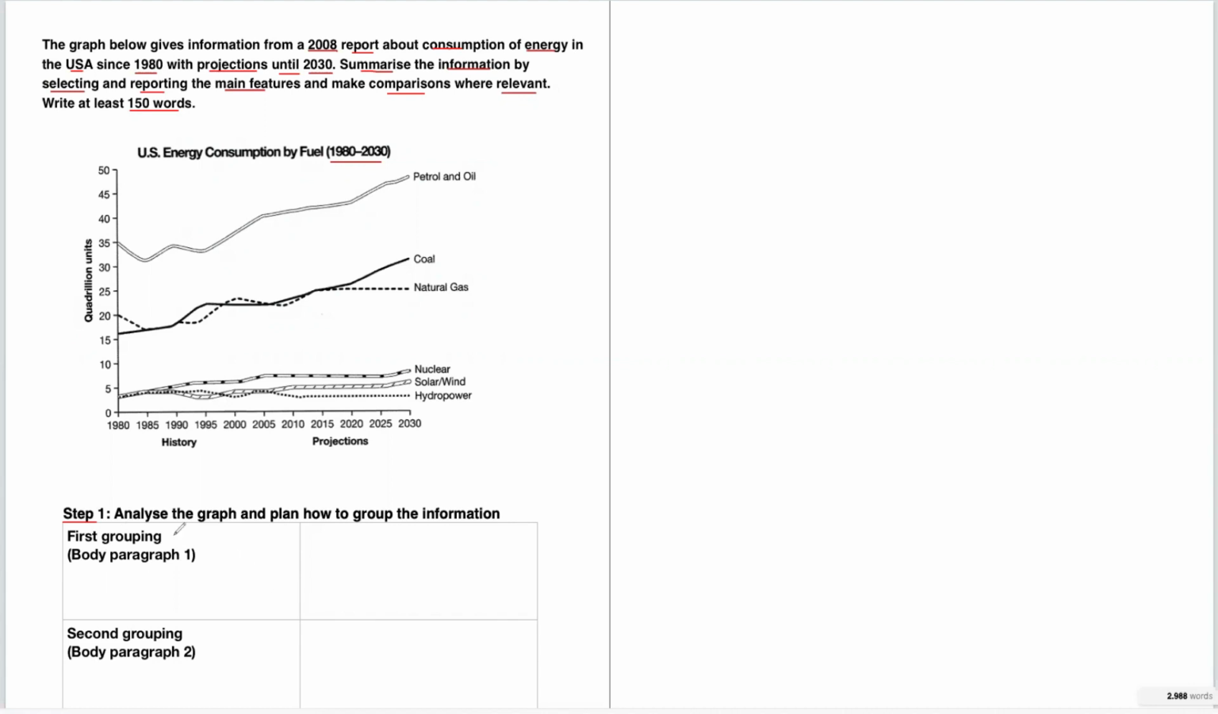And I'm going to designate a first grouping to body paragraph 1 and the second grouping to body paragraph 2. For now, just pay attention to how we're going to group the information. I'll show you how to look at the outline in just a bit.